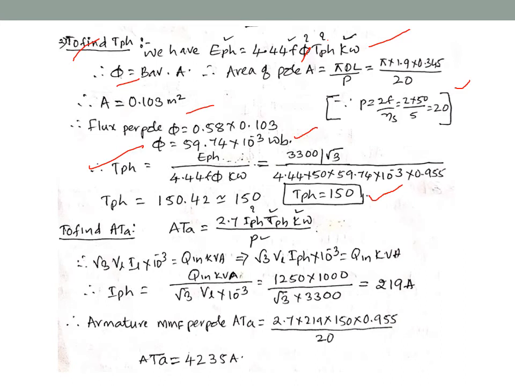Okay, so now ATA is equal to 2.7 IPH TPH KW divided by P. TPH we know, IPH we don't know. Again we have to use this equation to find out IPH. So IPH comes out to be 219 amps. So substitute this IPH here. I have substituted here. ATA comes out to be 4235 amps.